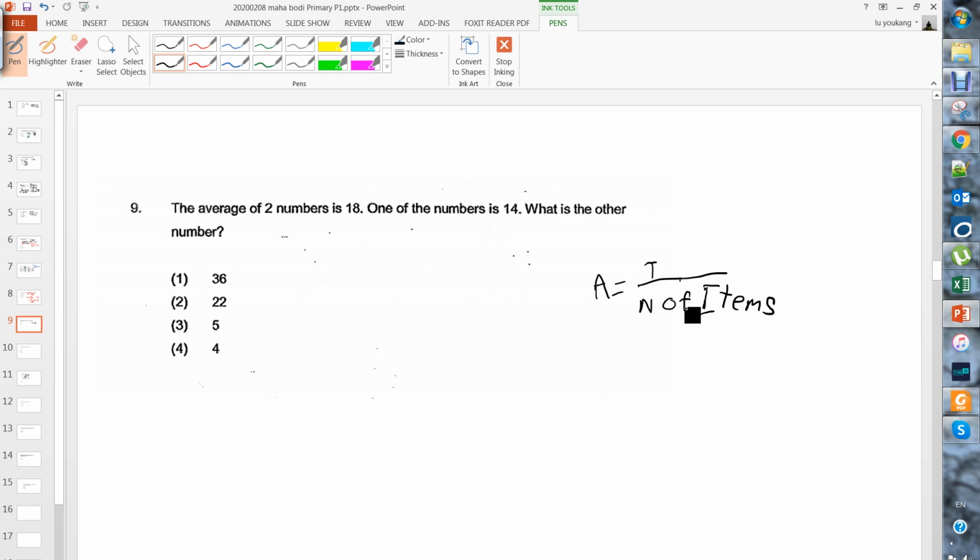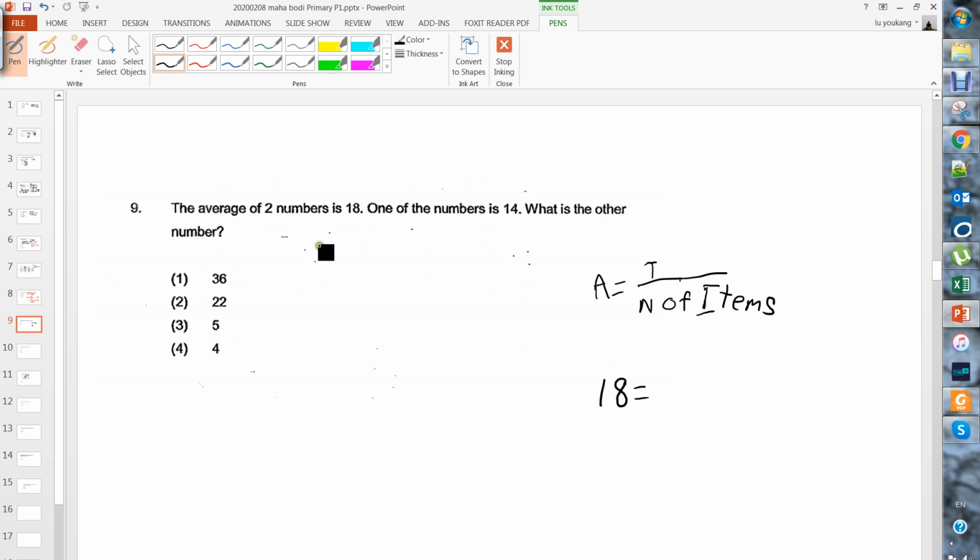So the average is 2. The average of 2 is 18. So the average is 18. Then how come you say 2? So 18 is the A. So how many numbers? Number of items, how many? How many numbers in this question?